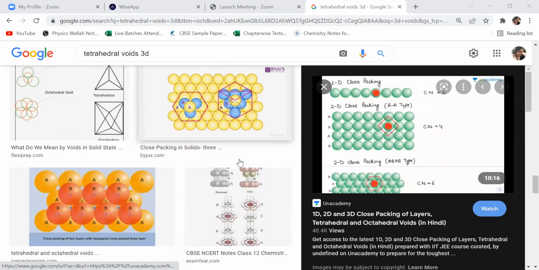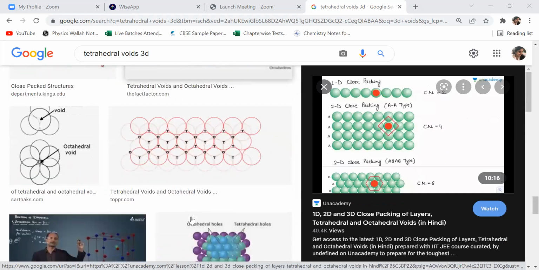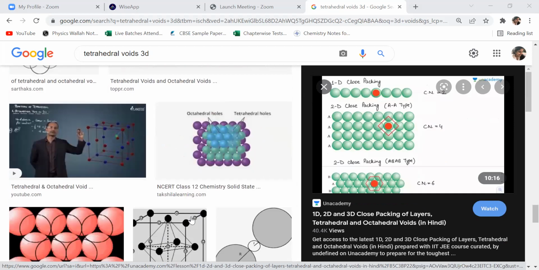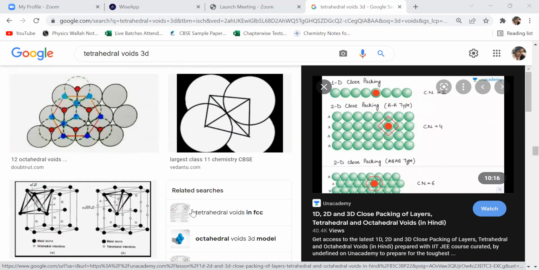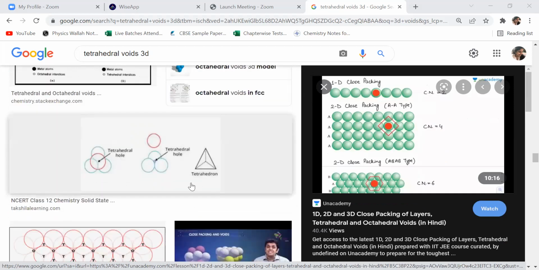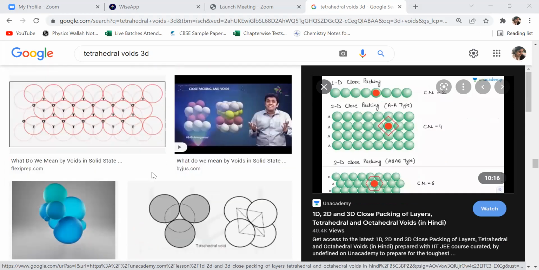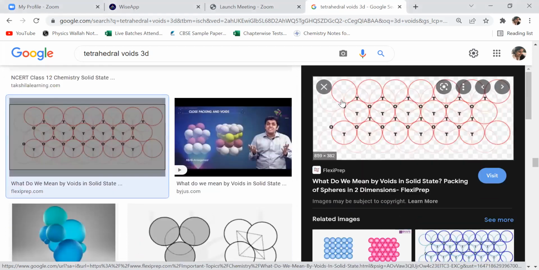So I showed you tetrahedral, octahedral. To be more clear, I think pictures are really helpful in these things. Look at this picture, it clearly shows you the tetrahedral and the octahedral voids. Tetrahedral is the one which has a triangle. Octahedral is like you have 3, 3 and a space in between.